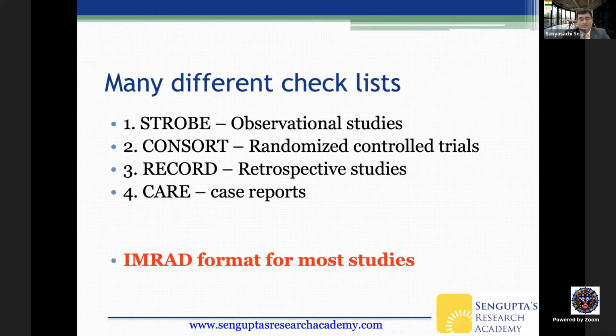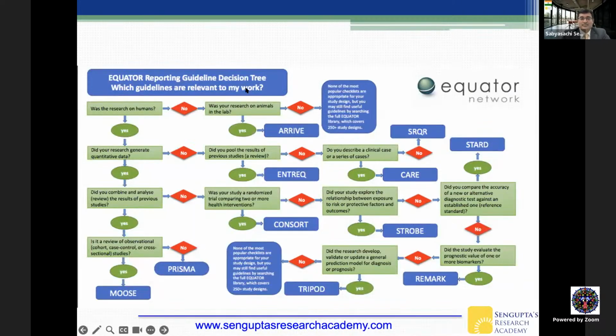But IMRAD format is there in pretty much all of these, except for, of course, case reports. And this is a checklist. This is a form that you will see on that website, and it looks quite complicated and scary. But let's go over one or two. Say you're writing a case report. Now it asks, Equator, this is the title, right?